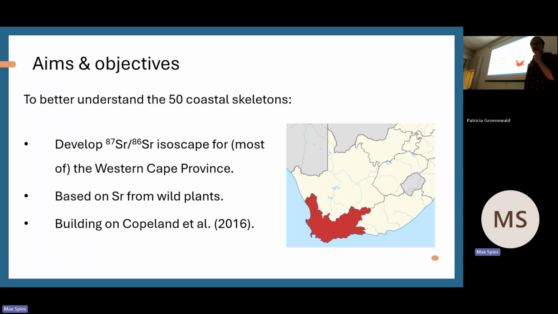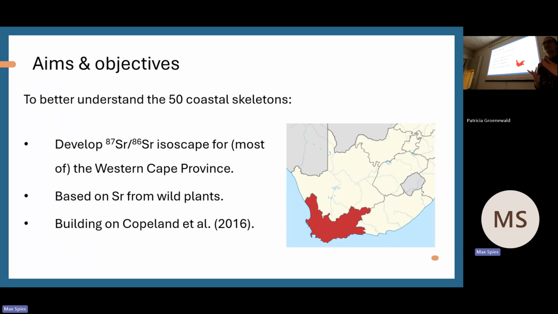To better understand the lives of those 50 human skeletons found along the coast and figure out how they fit into our picture of the past, I've developed a strontium 87/86 isoscape, which is an isotope landscape map for the Western Cape Province, or at least most of the Western Cape Province.